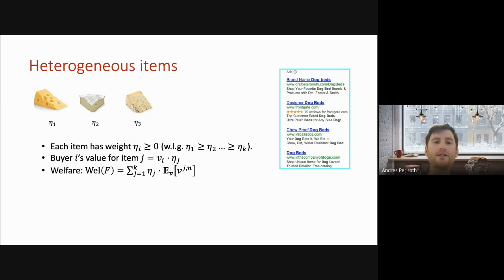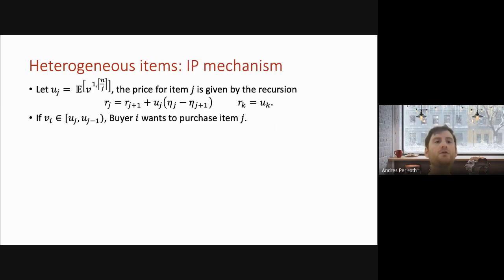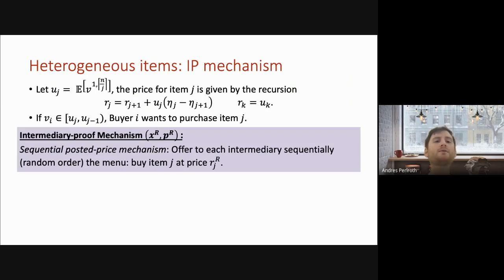as in the previous example with the homogeneous setting, it is unknown how to find a mechanism which has these properties to be robust to the demand structure. So here we also show that we provide an intermediary-proof mechanism which will satisfy these robust properties. And the mechanism is as follows.